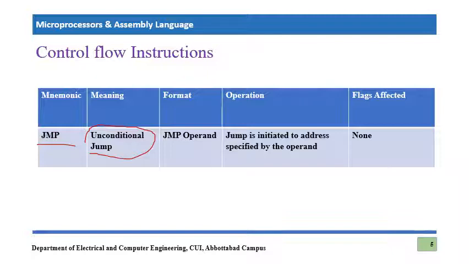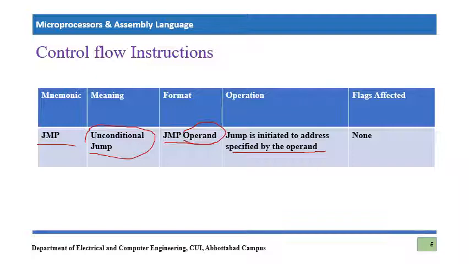What is the format, as we saw in that flow chart as well? Jump operand. Whatever the operand is, we have to go to that operand. That operand could be a simple label, a short label, a long label, or a register value. How those are handled we're going to see in the emulator example as well. But we need to consider that whenever JMP operand is used, we have to jump anyway. So this is what is written in the operation part: jump is initiated to the address specified by the operand. Whatever the address specified by the operand, you have to jump to that location anyway.